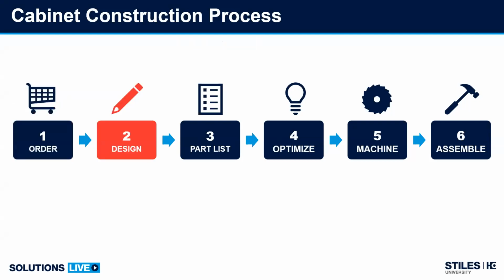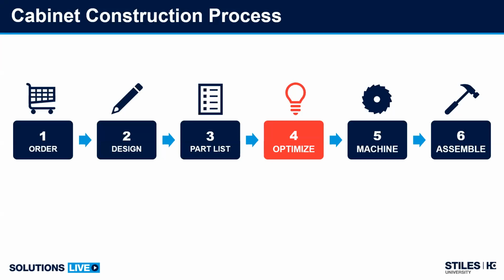Then we go through the design process, whatever that design looks like. It doesn't have to be a digital design. It could be something you just sketch out on a piece of paper, how you build your cabinets, whatever it is. Doesn't really matter. We need a design. And then we have the part list. How do we build our cabinets? What part sizes do we have? What materials do we need, etc.? We need that information.